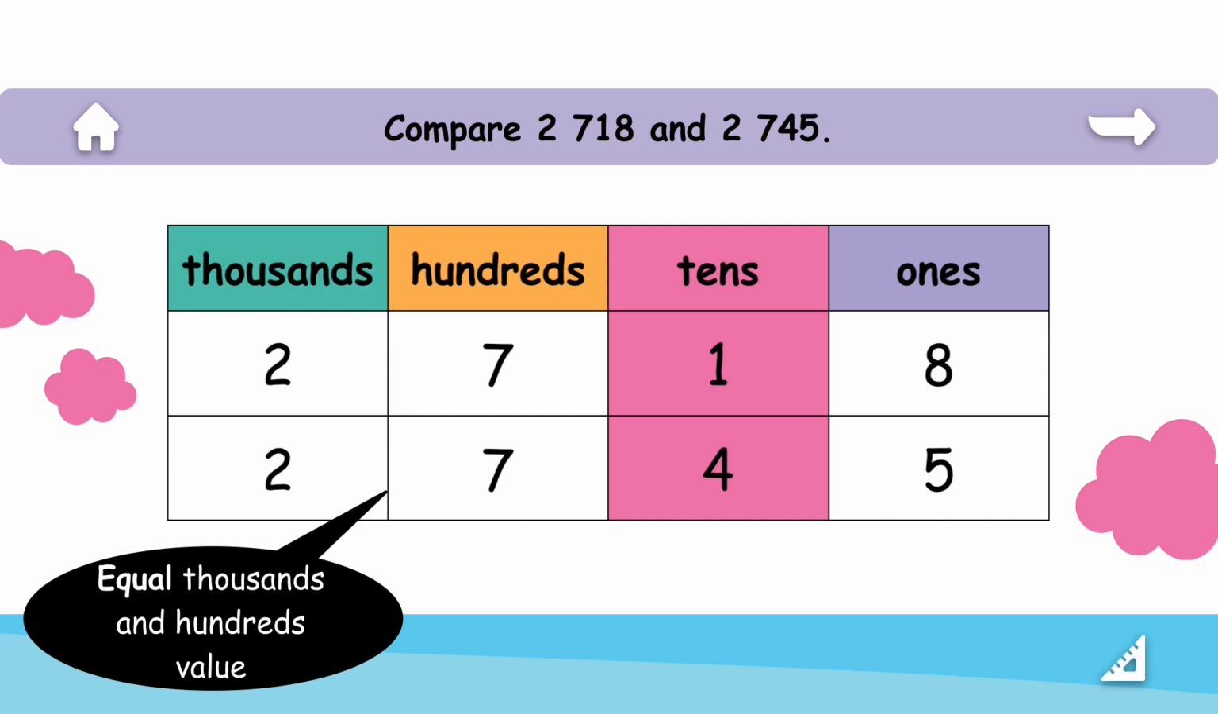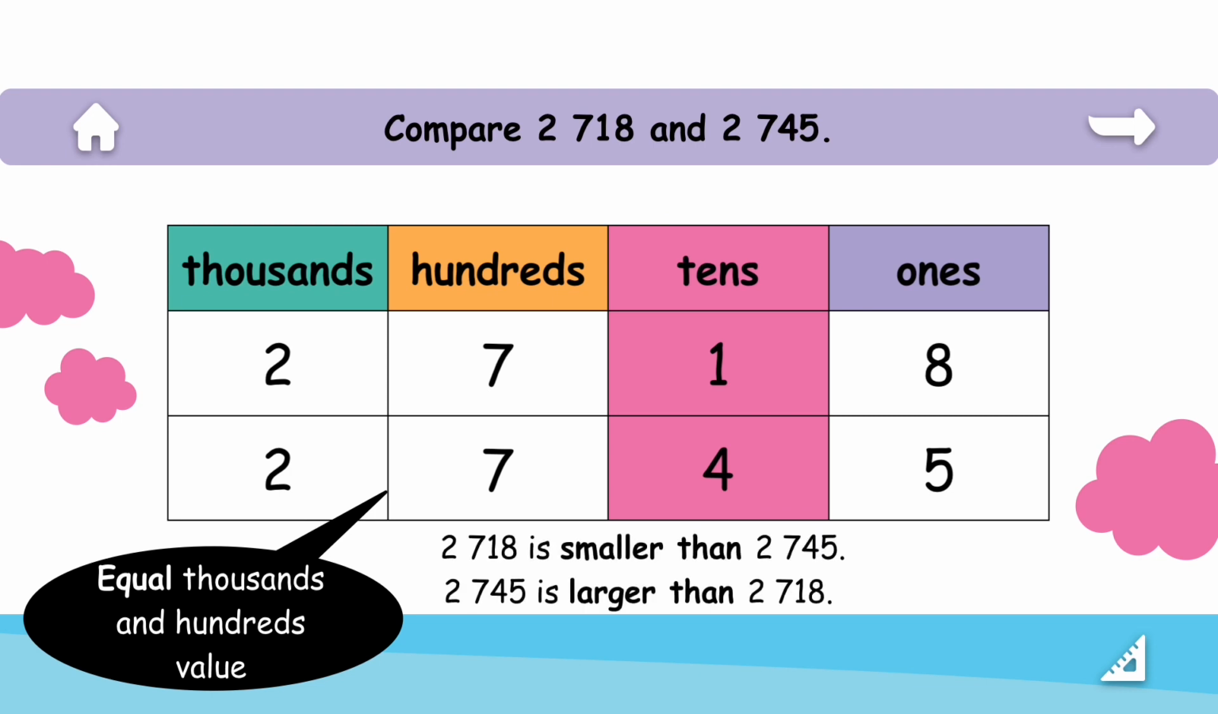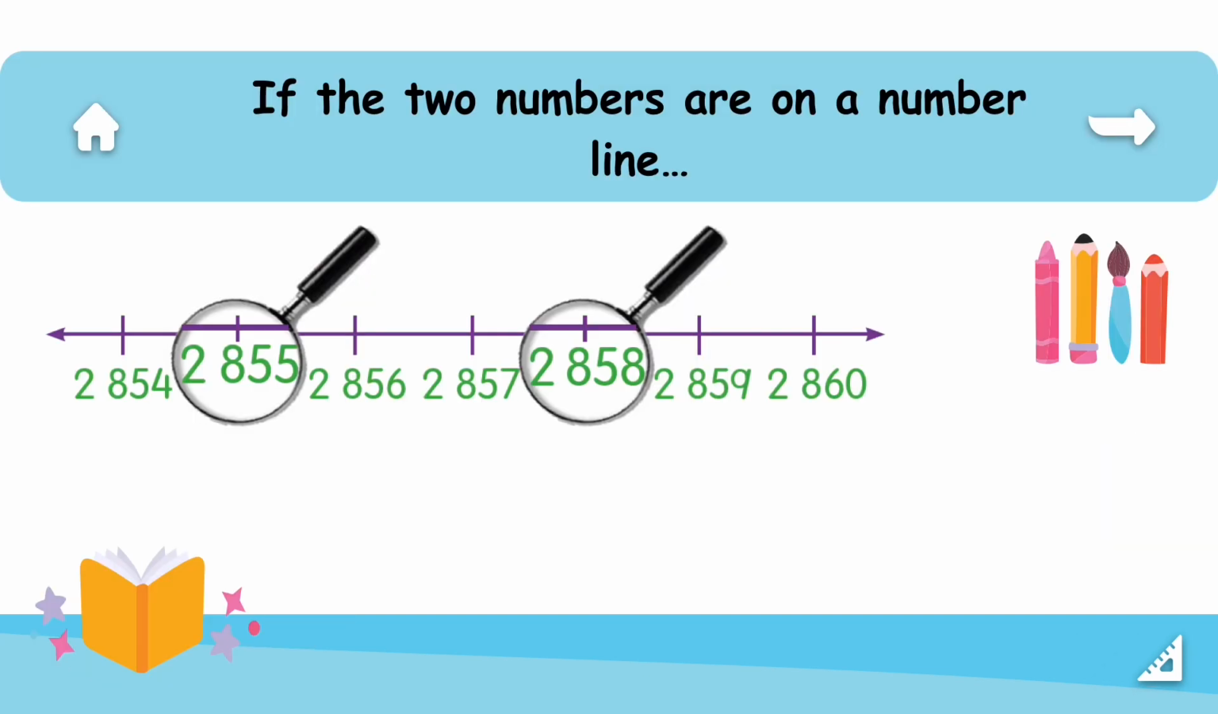So we cannot compare these numbers if they have equal thousands and hundreds values. So next, we move to the tens place value. The first number is made up of digit 1 and the second number is made up of digit 4. Here we can see the difference, which is 1 is smaller than 4 and 4 is larger than 1. So we don't need to move to the ones place value. For this example, we can see that 2718 is smaller than 2745 and 2745 is larger than 2718. Let's move to the next example.